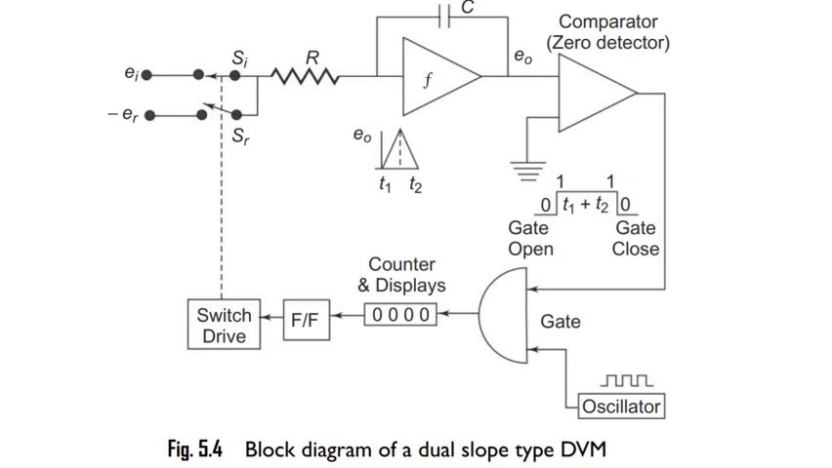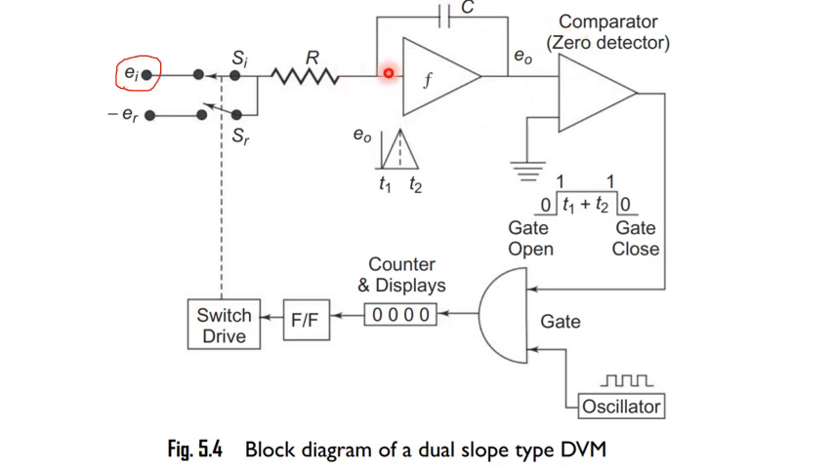Now next is how the hardware is connected. You have the input voltage EI here, and a reference voltage minus ER, which is fixed. Then you have two switches, SI and SR, which are used to connect or disconnect EI and ER to the circuit. If you close SI, your EI will be connected; if you open it, it will be disconnected. The same is true for SR. Now here you can see this one is an integrator.